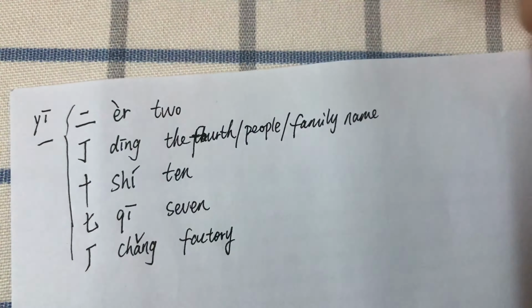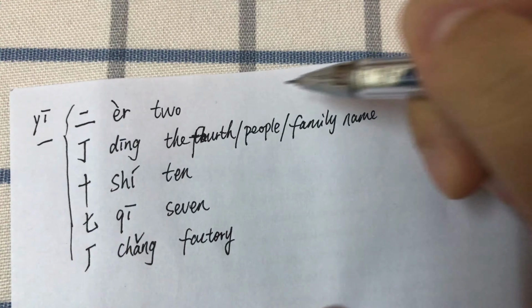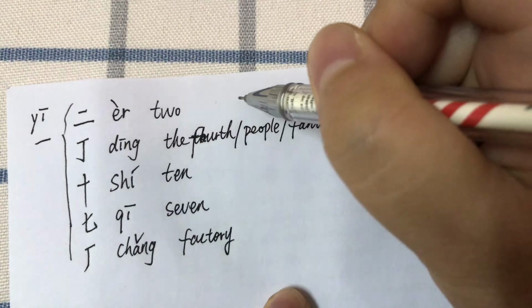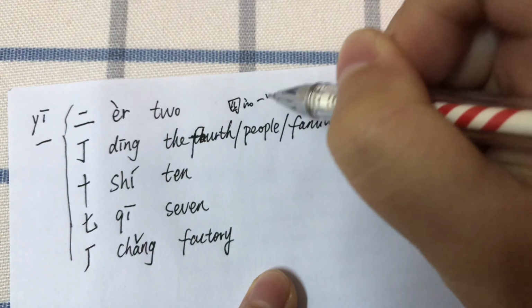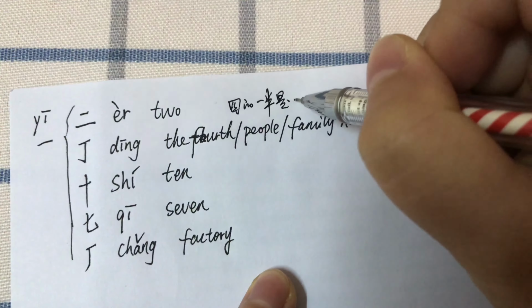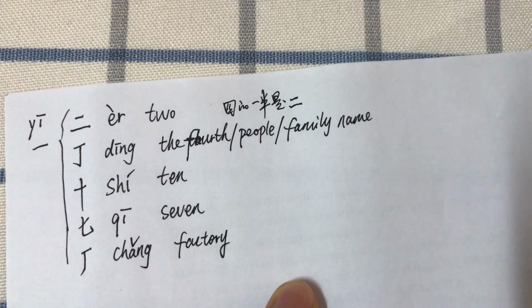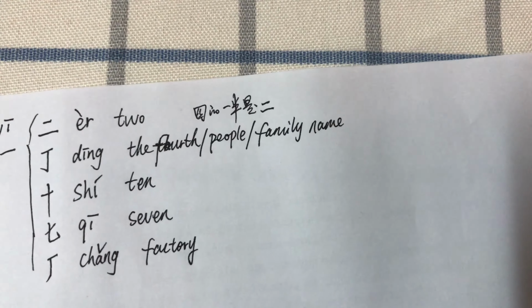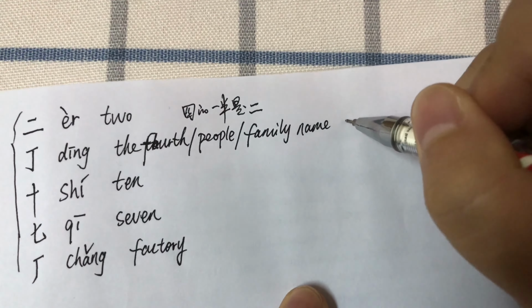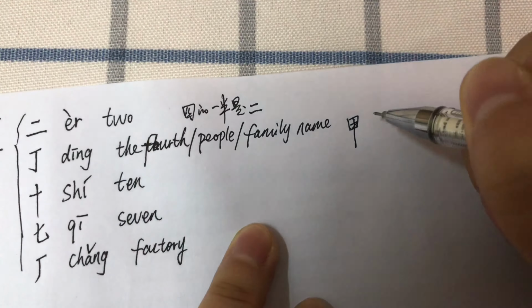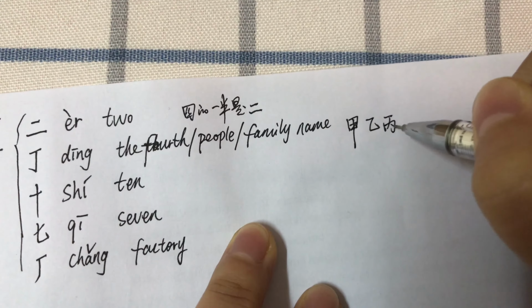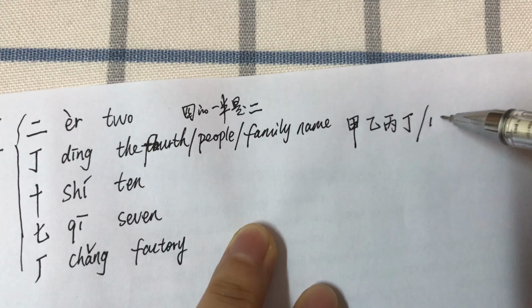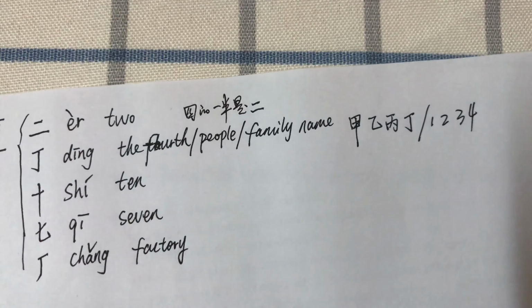For example, half of 4 is 2. 4的一半是2. In Chinese, sometimes we use 甲乙丙丁 to represent 1, 2, 3, and 4.